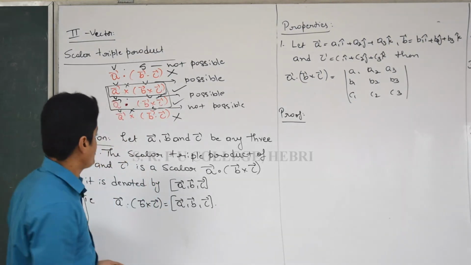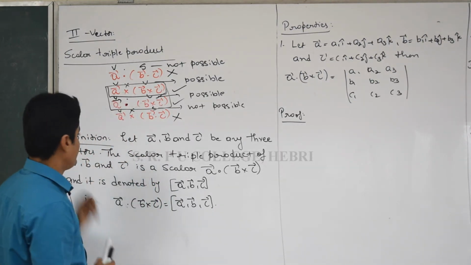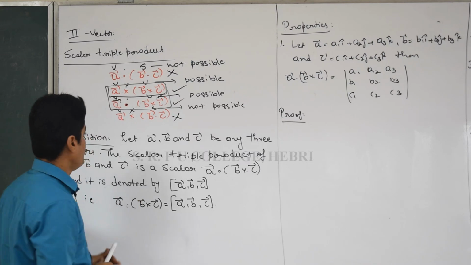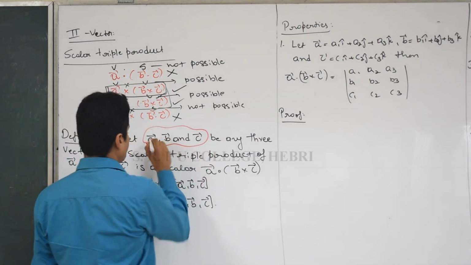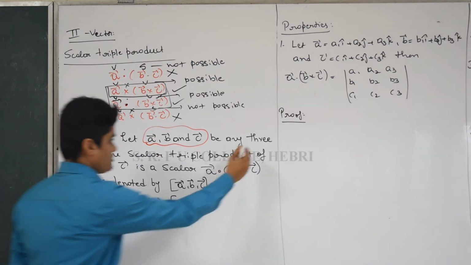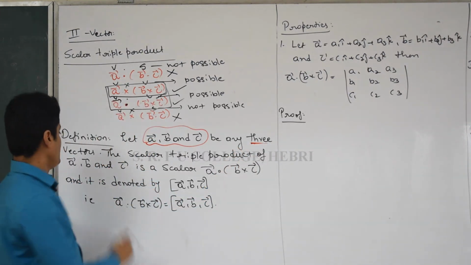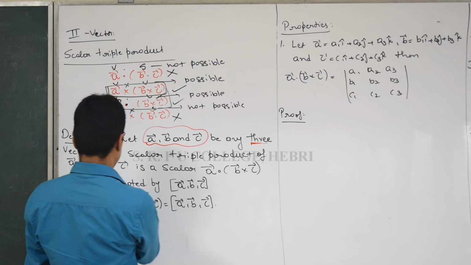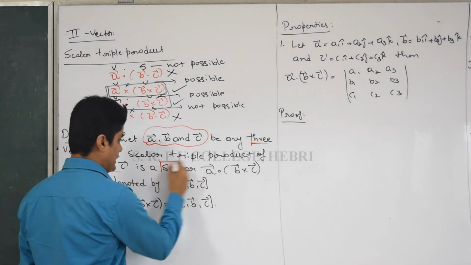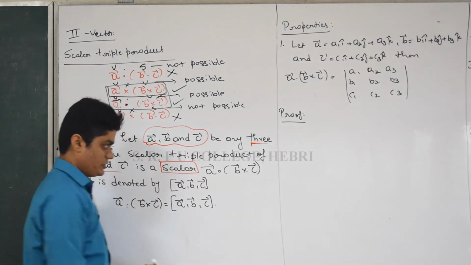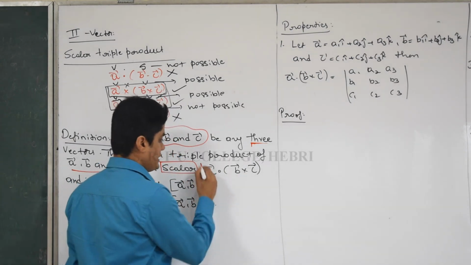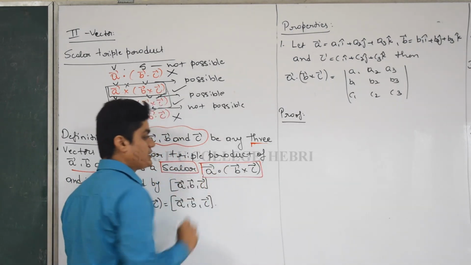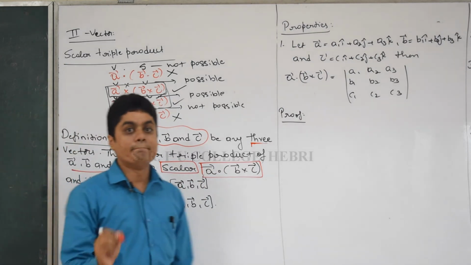Start with the definition of the scalar triple product. Okay, the definition is as follows. Observe carefully. Let vectors A, B and C be any three vectors. Since it is a triple product, we need three vectors. Let them be A, B and C. Then the scalar triple product of A, B, C is a scalar. Already you know, because the dot product between a vector and a vector will always be a scalar. So it's a scalar. Vector A dot B cross C.